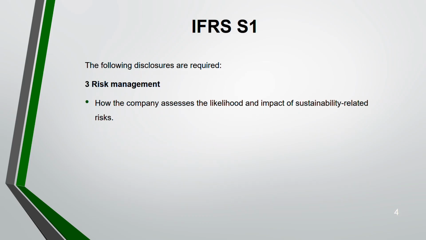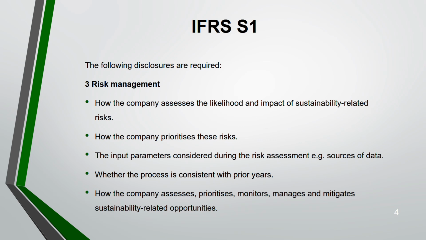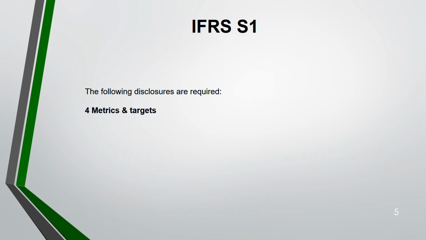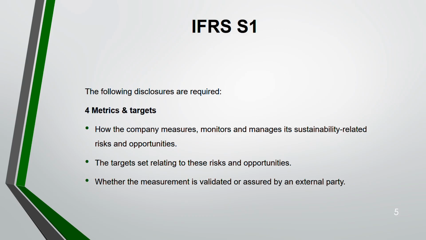Next, risk management. How the company assesses the likelihood and the impact of sustainability related risk, how the company prioritizes this risk, and the input parameters considered during the risk assessment, for example, source of data, and whether the process is consistent with prior years. Also how the company assesses, prioritizes, monitors, manages, and mitigates sustainability related opportunities. Next and the last is metrics and targets. How the company will measure, monitor, and manage their risks and opportunities, the targets that are set, and whether the measurement is validated or assured by an external party.